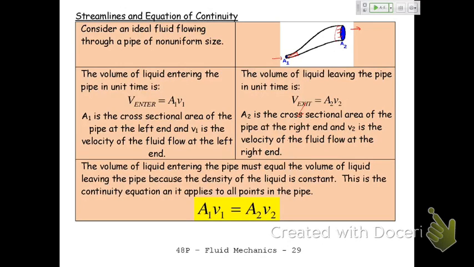So the volume per second is equal to the area times the distance per second, which is the area times the velocity. And that's what this is saying. It's not saying area times volume. It's the area of the inlet times the velocity at the inlet is equal to the area at the outlet times the velocity at the outlet.